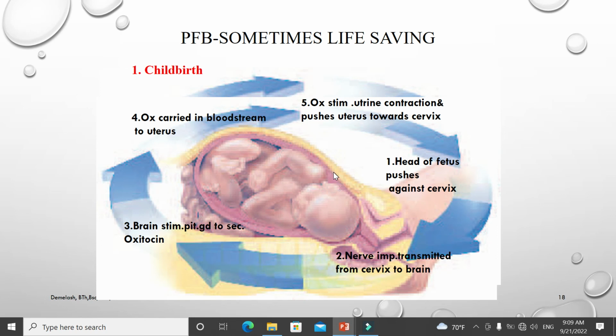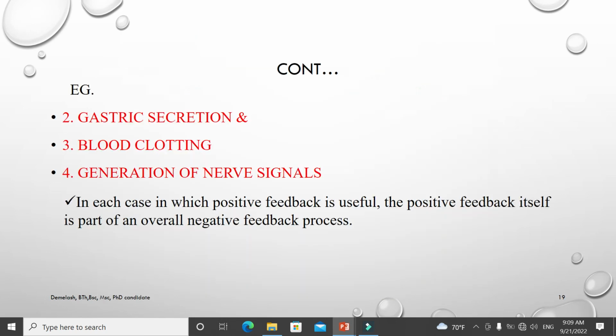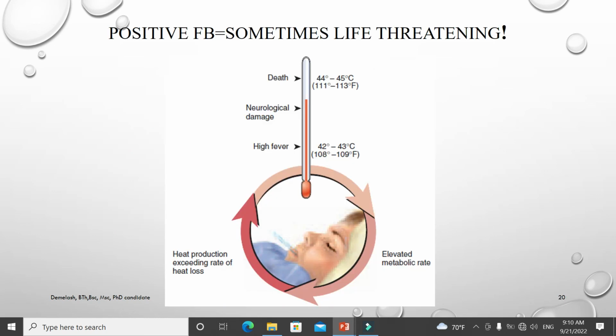So this is what we need. It is life-saving sometimes. But let me give you other examples: gastric secretion in our body, blood clotting, generation of signals. What will happen in such cases? In each case in which positive feedback is useful, the positive feedback itself is part of an overall negative feedback process. Okay, what is the vicious cycle of a positive feedback system?